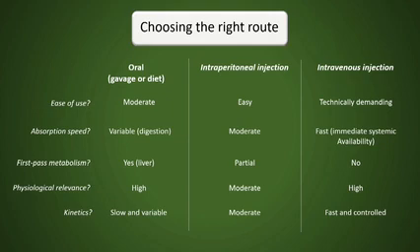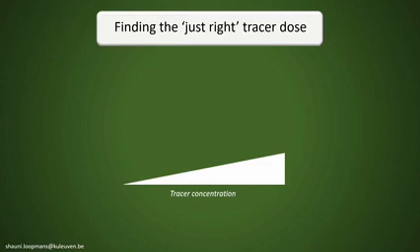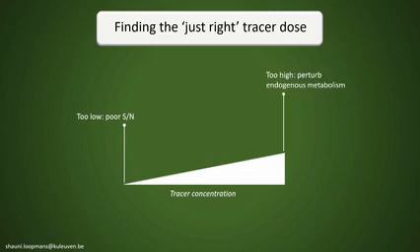So we now have our tracer, we know how we want to administer it, and then the next question would be, okay, how much will you administer? And here it's again a bit of a balance, because of course we don't want to give too little tracer, because then we will have a poor signal to noise ratio, but also we don't want to go too high so that we're perturbing endogenous metabolism.